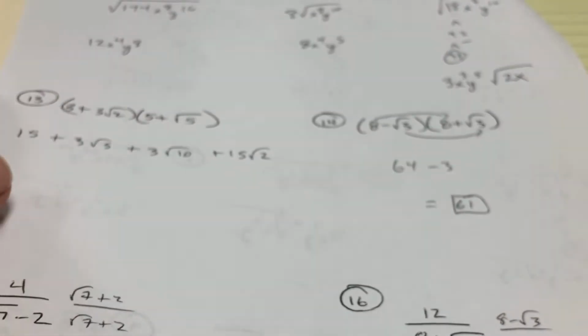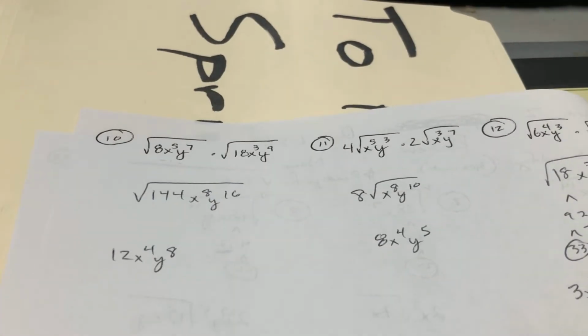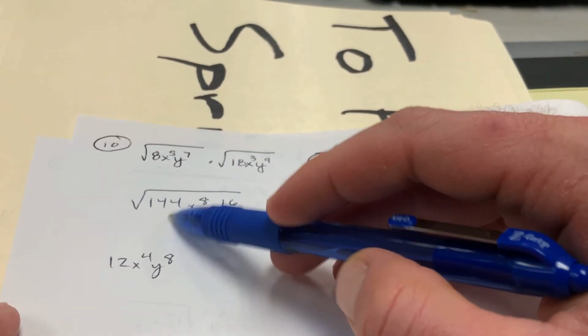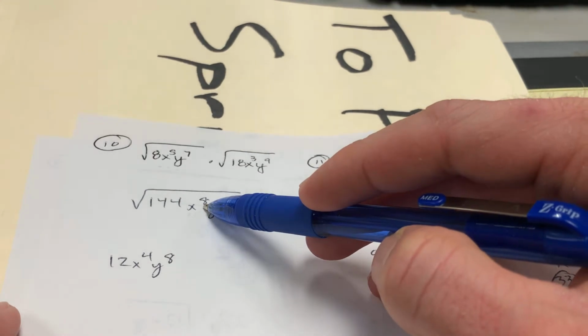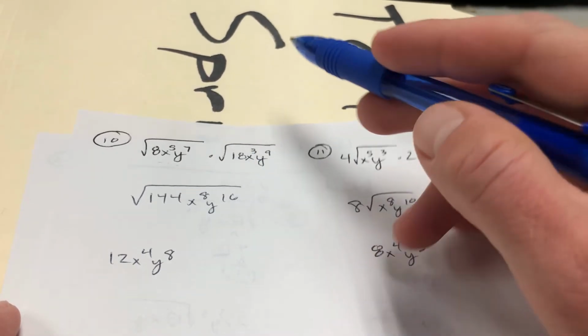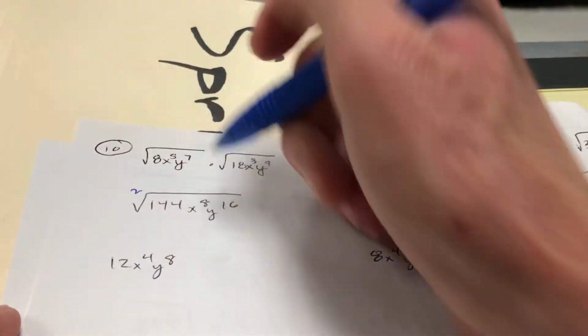All right, so let's continue here. It's very much like Honors Algebra 2's quiz. 18 times 8 is 144. X to the 5th times x to the 3rd is x to the 8th. Y to the 7th times y to the 9th, add the exponents. Y to the 16th. Like the first quiz, we're going to have a clean jailbreak here.